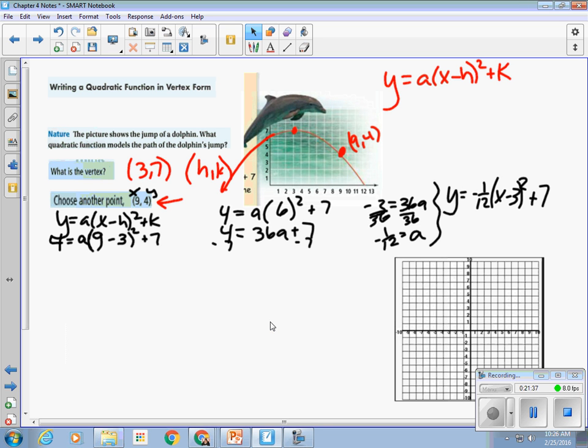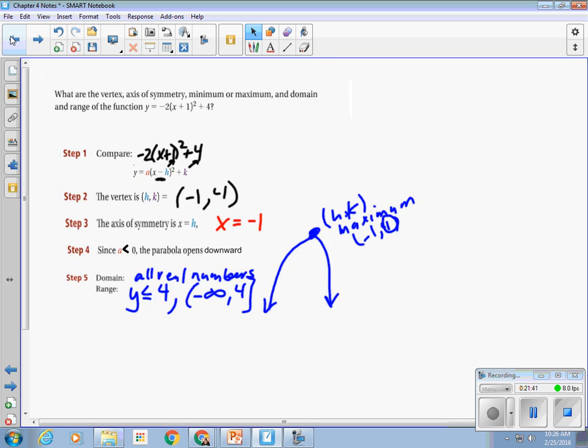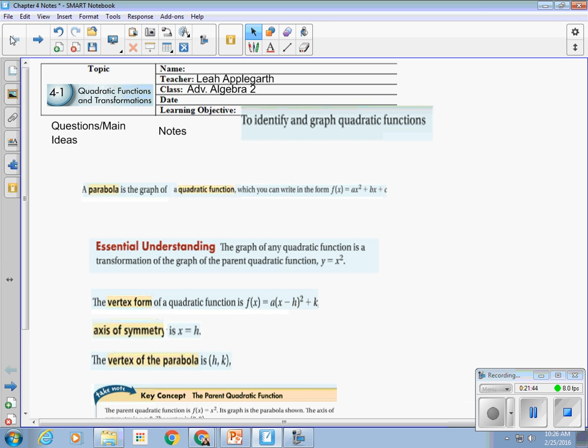Summarize what we learned today, and remember our learning objective was to identify and graph quadratic functions, so make sure you include how the translations work. You can include the vertex form and the standard form. You can include the funky way it's quadratic even though it's a square term, etc. Plenty of information today to get a good summary. And that's your 4-1 notes.